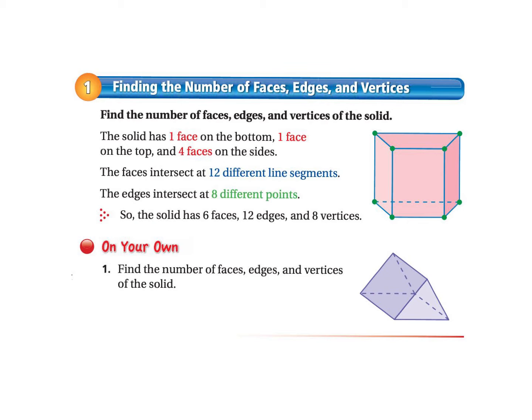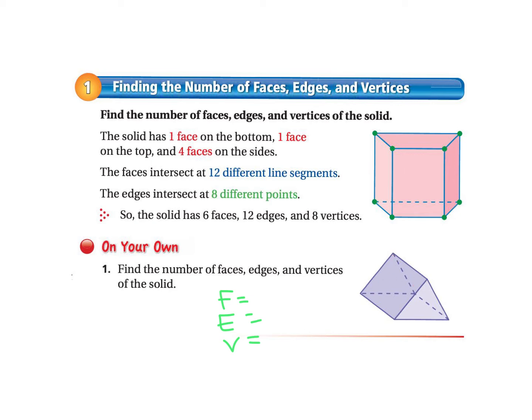So let's look at this one and do the same thing for this one here. So we're going to find the faces, the edges, and the vertices of this purple shape. So if we look at the faces first, we're going to have 1 on that side, 1 on the other side, so 2, 1 on the bottom, 3, and then 4, 5.